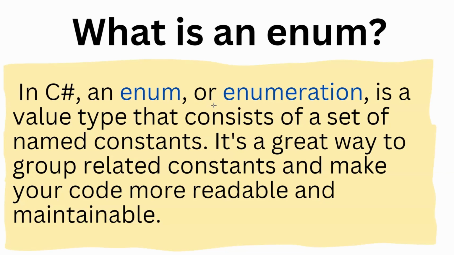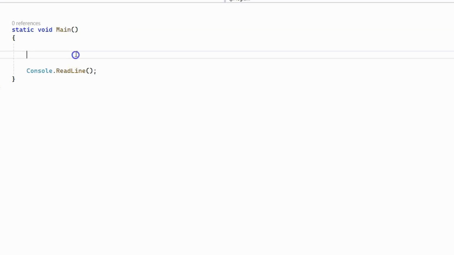An enum, or enumeration, is a value type which consists of a set of named constants. And this is a very good way to group related constants and make your code more readable and maintainable. So let's go right to the code examples and see how we can use enums in our code and how to loop through them. Now let's start with a very basic and common example.